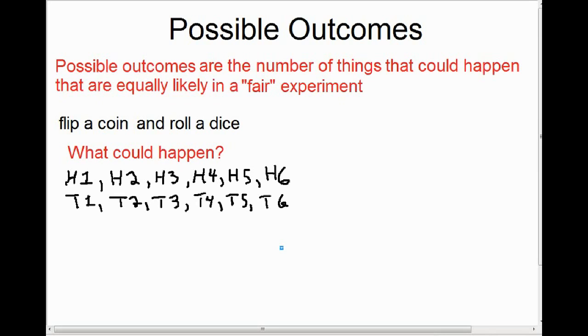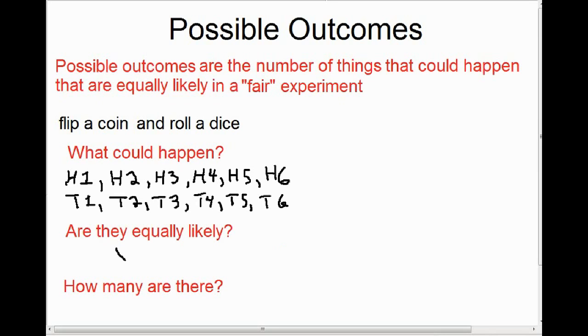Are they equally likely? Yes, they're equally likely. If we flip a coin, we have the same chance of getting heads or tails. When we roll a dice, we have the same chance of getting any one of the 6 numbers. So when we do both of these experiments at the same time, any one of these outcomes is equally likely. So what we can see here is that there are 12 possible outcomes here if we flip a coin and roll a dice at the same time.